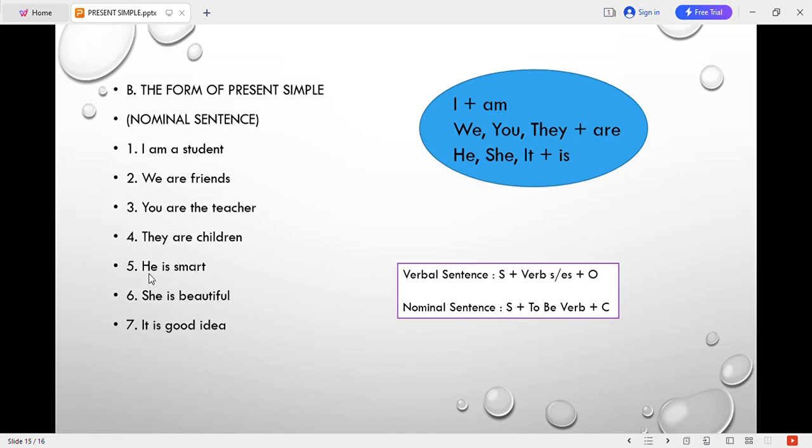The singular subjects he, she, and it use the to be verb is. He is smart. Smart is an adjective. She is beautiful. Beautiful is an adjective. It is a good idea. Good idea is a noun. He is smart. She is beautiful. It is a good idea.